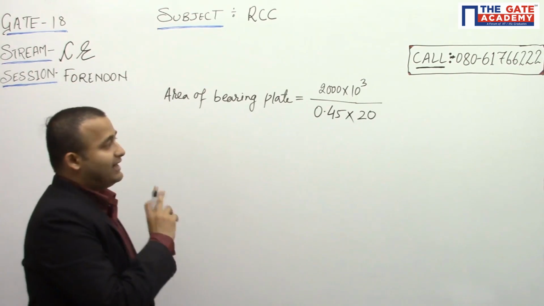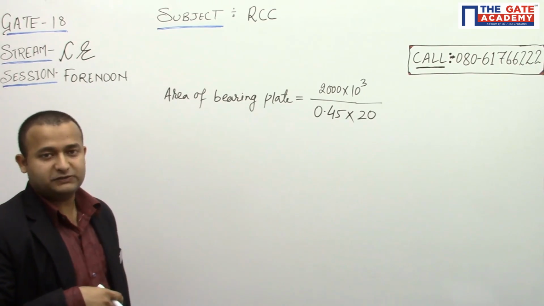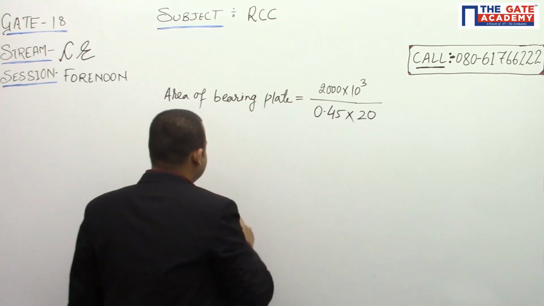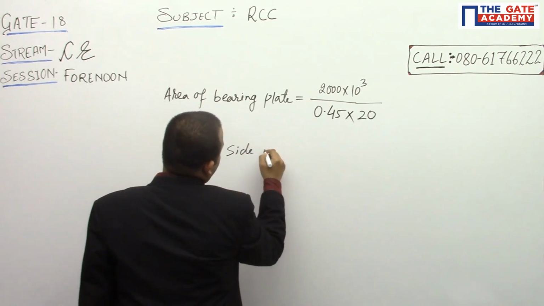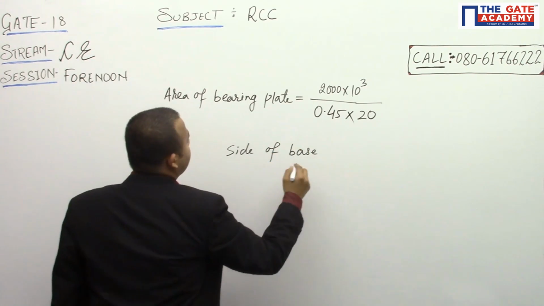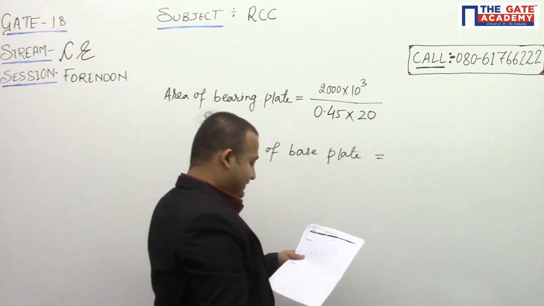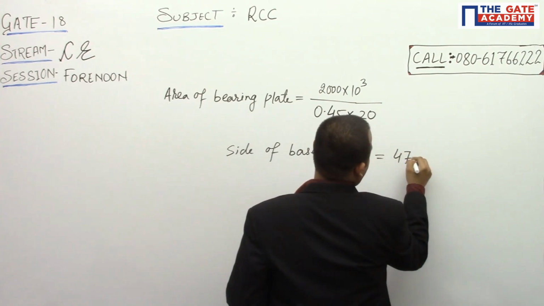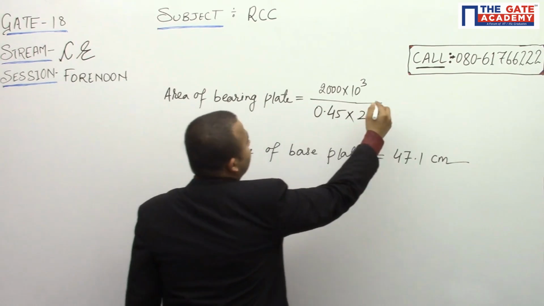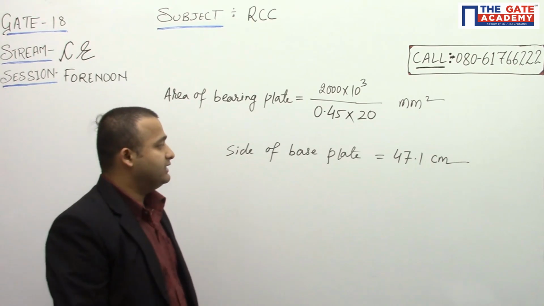Since it is the area of the base plate and we want to calculate the dimension of the base plate, we can take the square root because we are going to design a square plate. So the side of the base plate we have calculated equal to 47.1 centimeter. From here you will be getting the answer in mm square. You just take the square root, the answer will be in mm, then we can convert into centimeter.